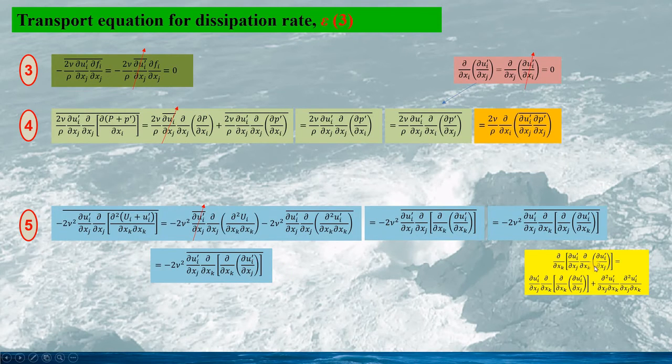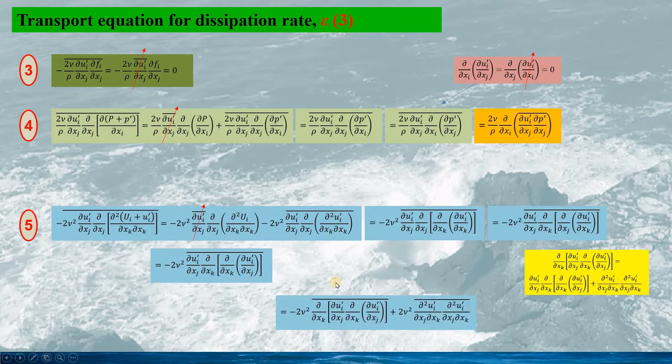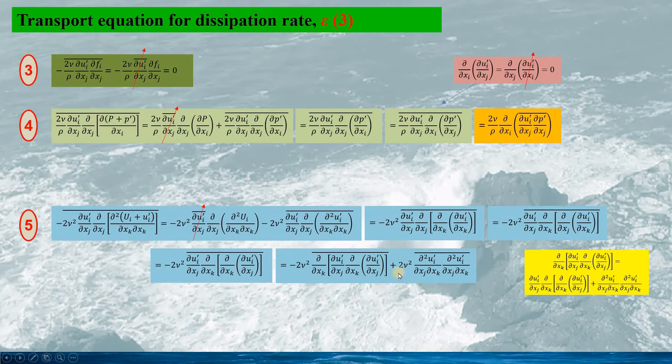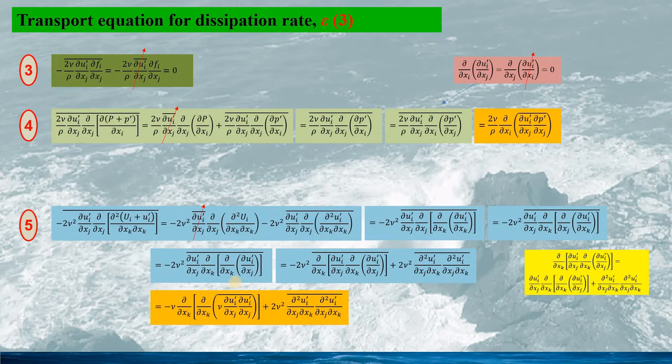So if we consider an expression as this, we can separate this term into 2 terms as this. And the expression for the fifth term would be this. And using the definition for the epsilon, we have the expression as this for the fifth term.